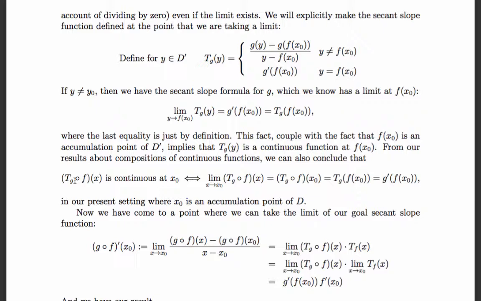That means we can take the limit as x approaches x naught, and because we have the composition of two continuous functions, we get another continuous function. We get t composed with f at x naught, which is tg of f of x naught, which from here is g prime of f of x naught.